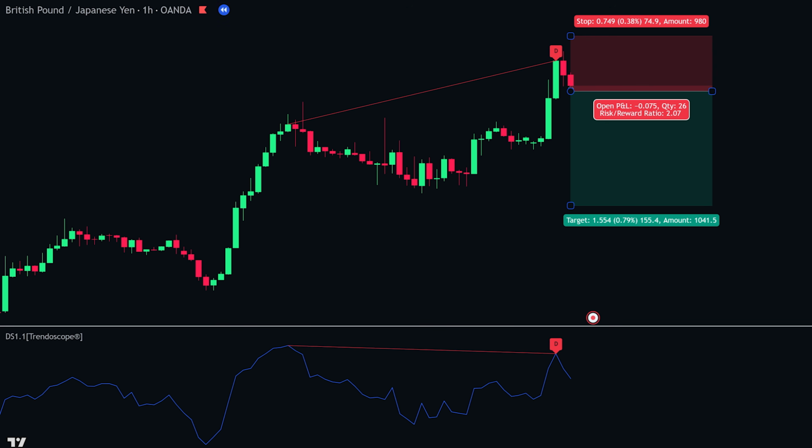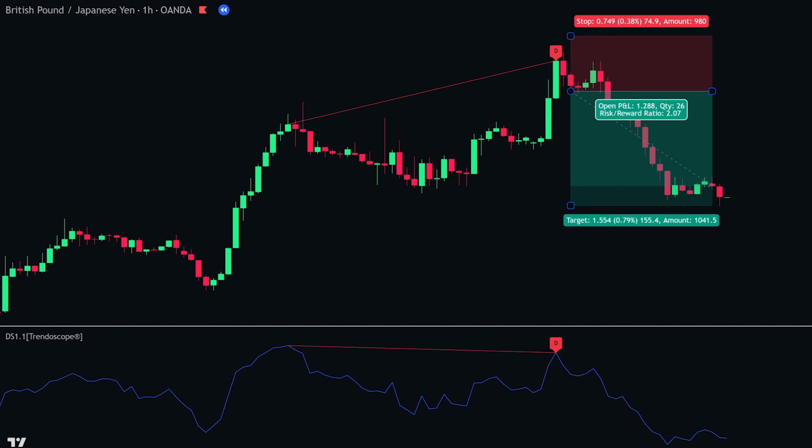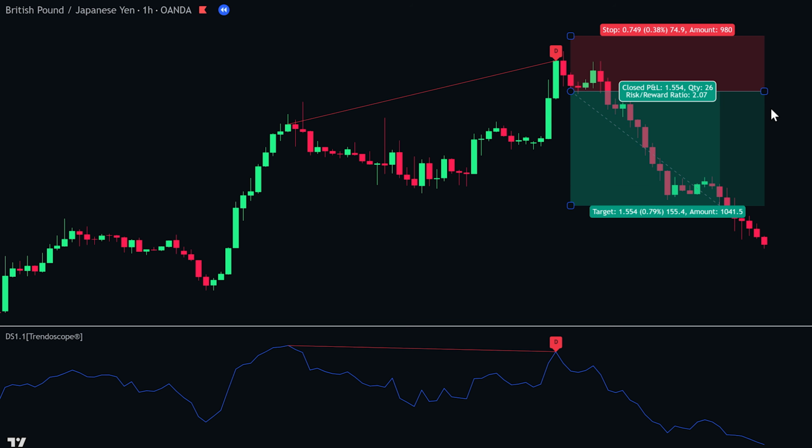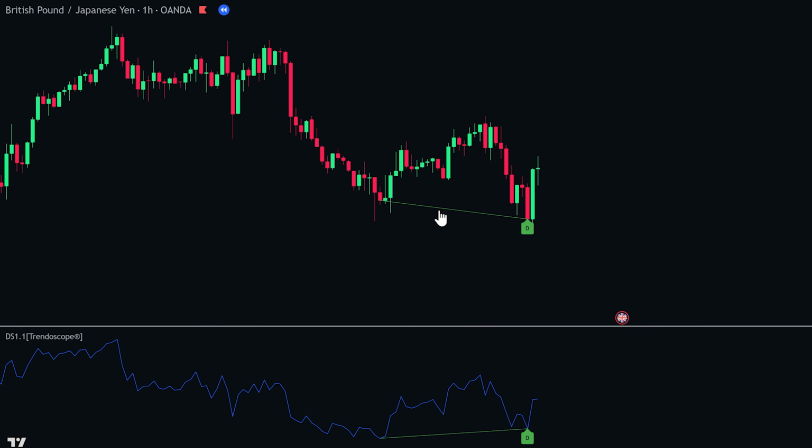Now watch what happens. Price continues to drop, and if you let the trade run, you'll see it eventually hits the profit target right here. Simple, clean, and based on a reliable divergence setup. Here's another example. This time, a bullish divergence.